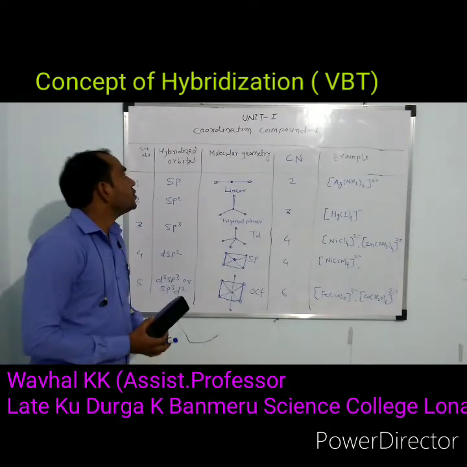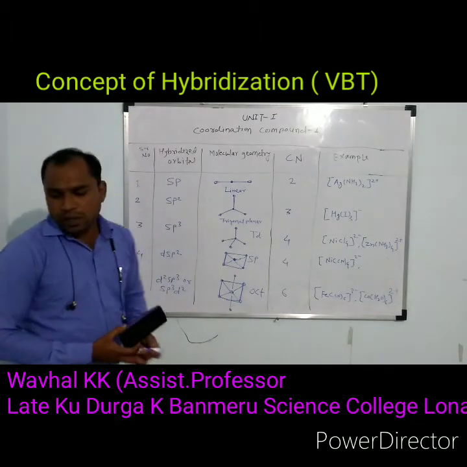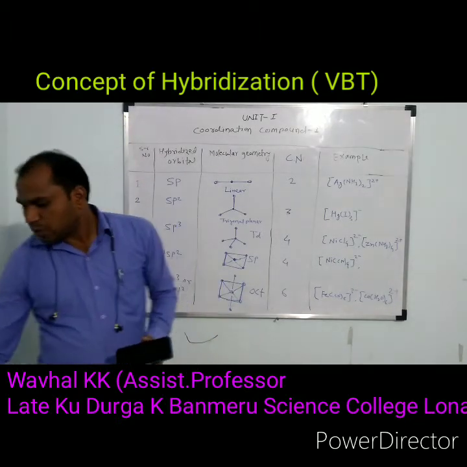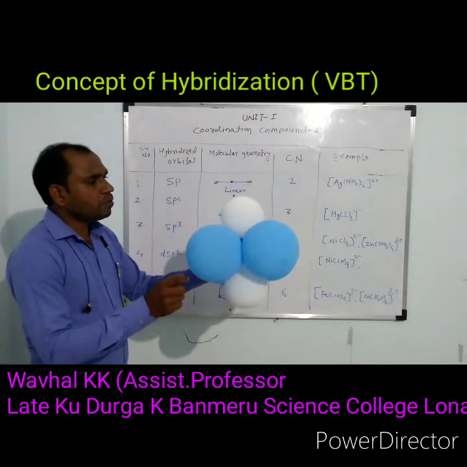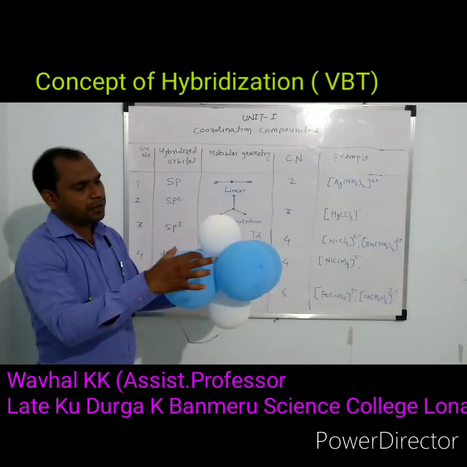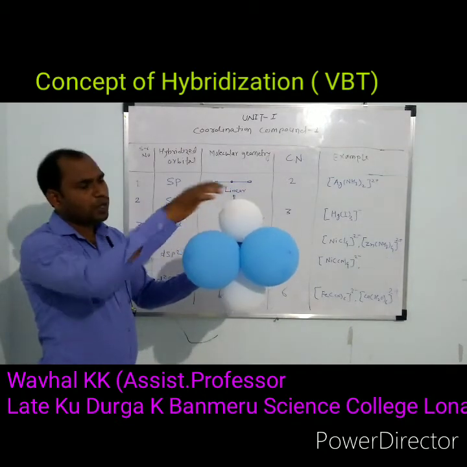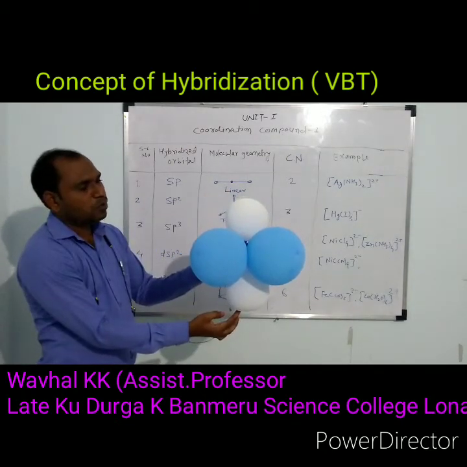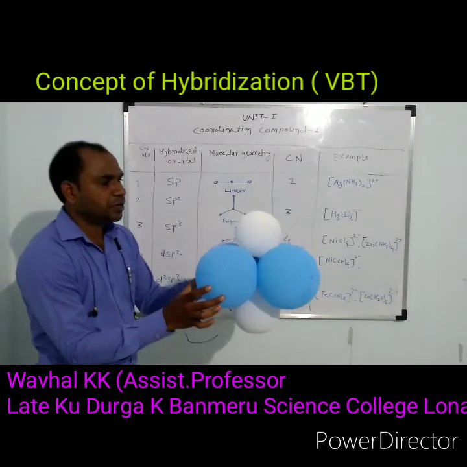This is the general concept of hybridization and its explanation. And I explain here the octahedral geometry. In this octahedral geometry, four molecules are on the plane, 1, 2, 3, 4, and two molecules: one is above the plane and another is below the plane. This geometry is called octahedral geometry.